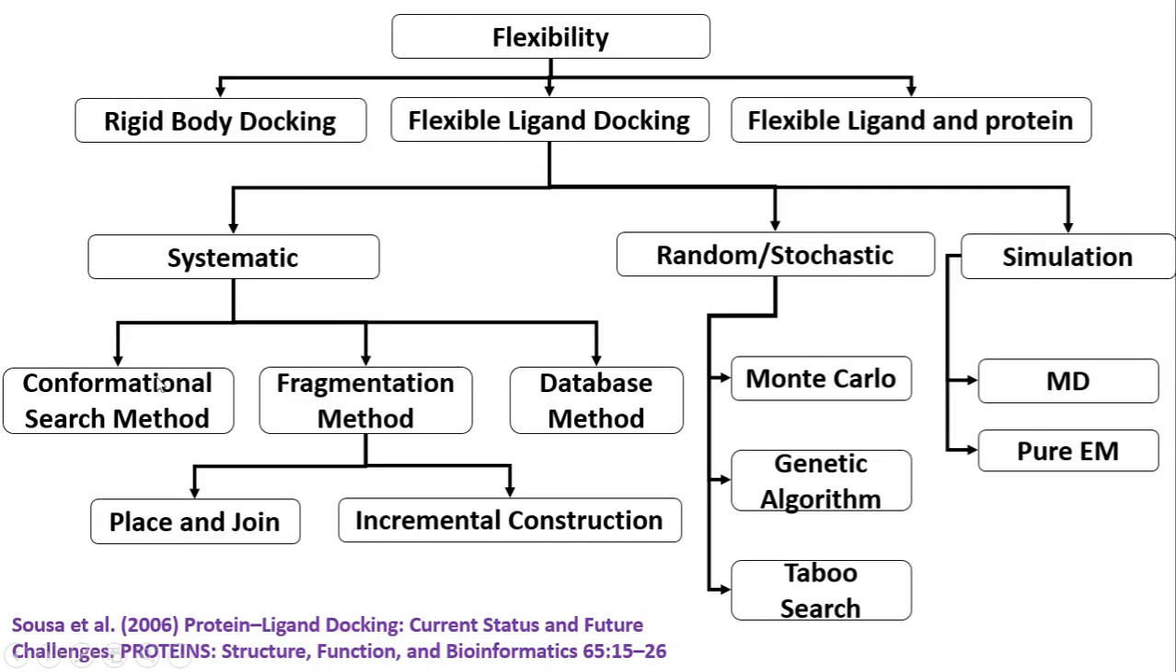The systematic approach also has three broad categories, what we call the conformational search method, the fragmentation method and the database method. The fragmentation method also has two types of algorithms: place and join algorithm and incremental construction algorithm. On the other hand, if you go by the random or stochastic method for handling the flexibility of the ligand, you might have the Monte Carlo method, genetic algorithm method, and tabu search method. While if you rely on the simulation method, you have the MD or molecular dynamics method, as well as the pure energy minimization method.